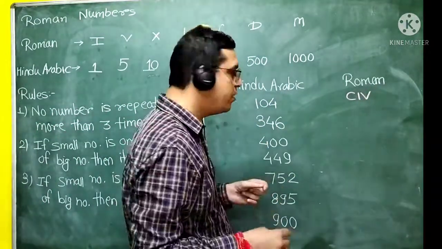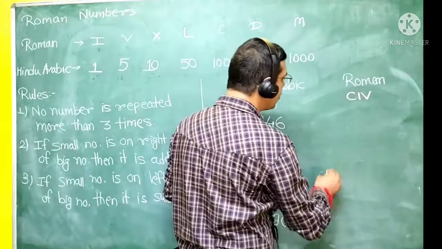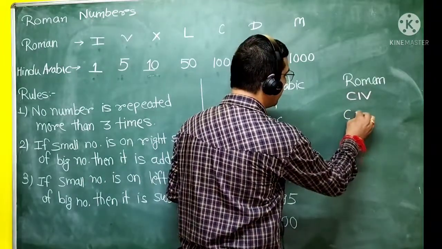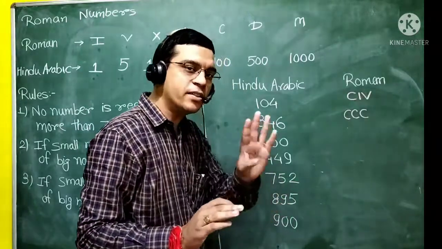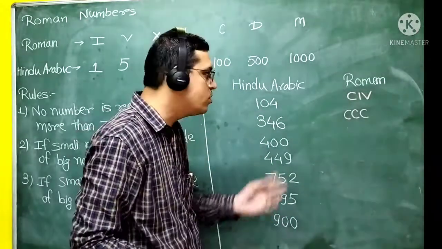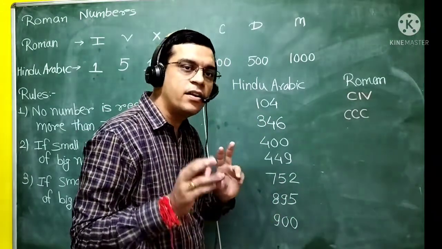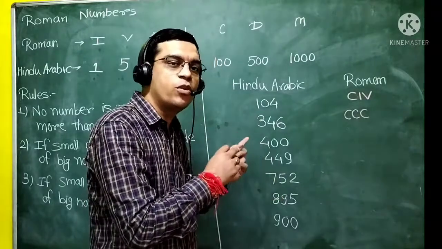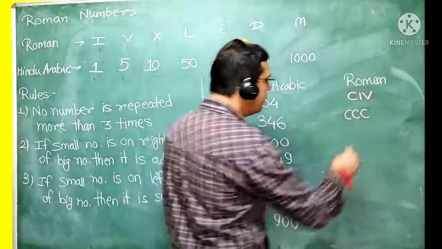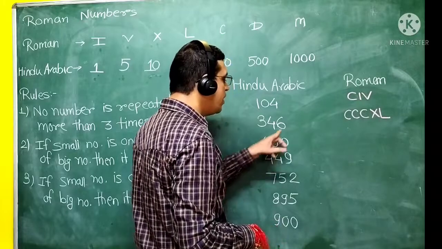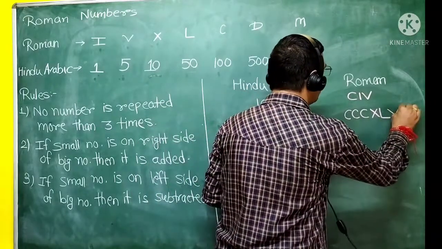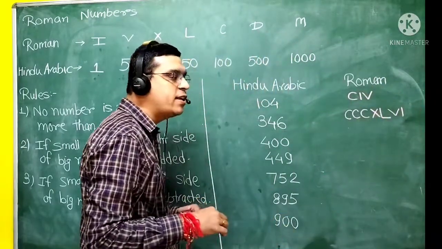346. So how am I going to write 300? 100, 200, 300. Any number can be repeated 3 times, not more than 3 times. So this is 300. Now I have to write 40. We studied a little while ago how to write 40? That is XL. This is 40 and then 6. And 6 we have also learned, that is VI.